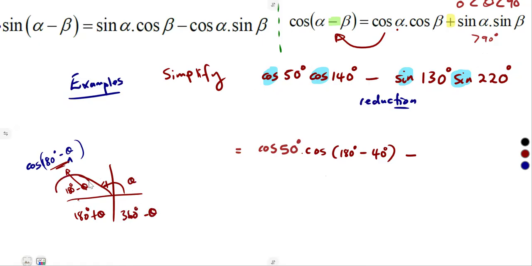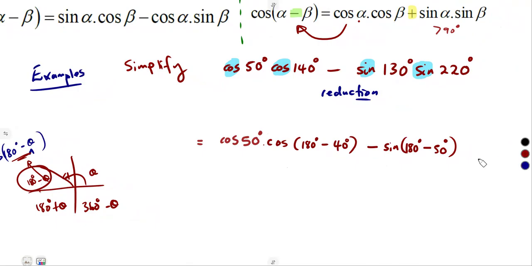So this is what you're going to have. The sine of 180 degrees minus what? What are we supposed to subtract to get 130 from 180? So it's 180 minus what? 50 degrees.